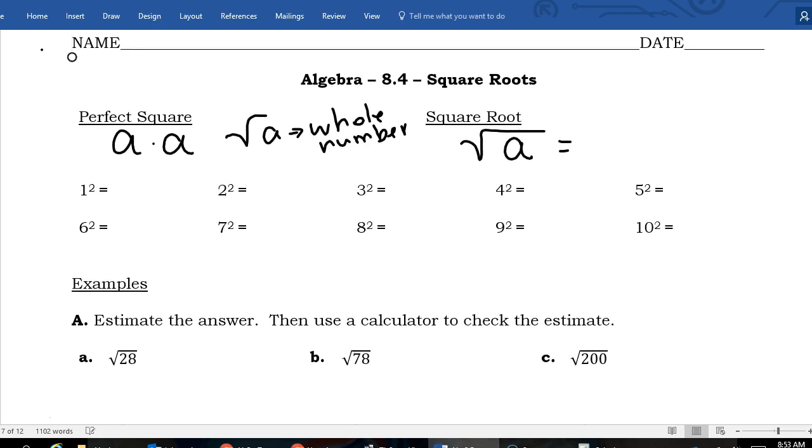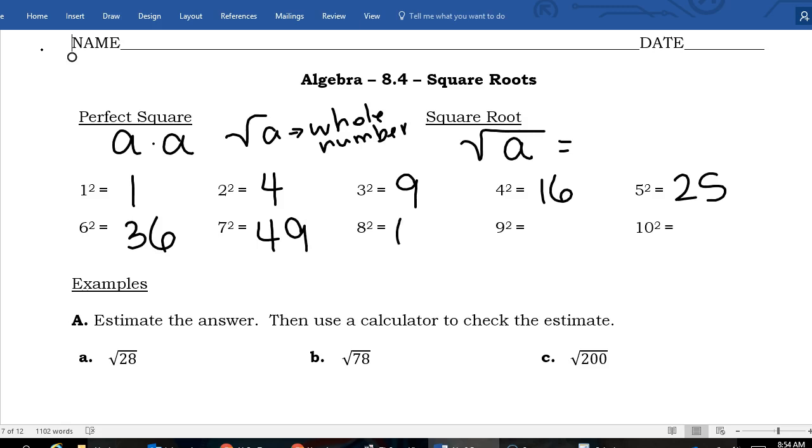So our perfect squares, at least the first 10 that we're going to talk about, are 1 times 1, which is 1, 2 times 2, which is 4, 3 times 3, which is 9, 4 times 4, which is 16, 5 times 5, which is 25, 6 times 6, 36, 7 times 7, 49, 8 times 8, 64, 9 times 9, 81, and 10 times 10, 100. We could keep going, 121, 144, 169, etc. But if you need more, you can keep a list going. We're going to try to use these perfect squares to help us estimate the answers of our square roots.